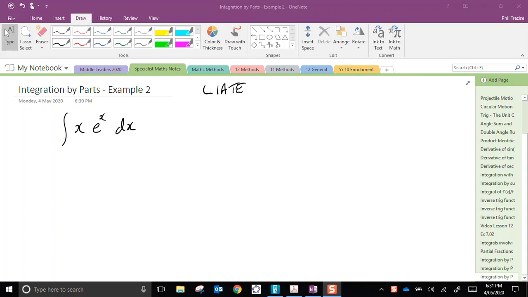Hi everyone, welcome back to this next example of integration by parts. So this time we're looking at the integral of x multiplied by e to the x dx.